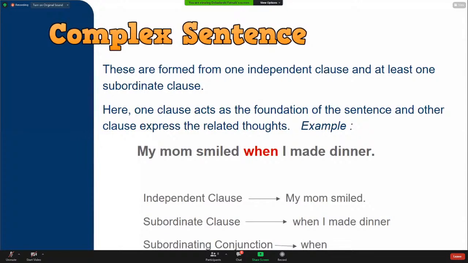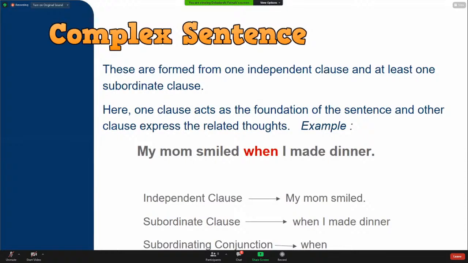If I use then here, we can also make a complex sentence, but the meaning will be different. Then means after that. For example, I wake up, then I brush my teeth, then I take my breakfast. Here it is not after that; it is happening at the same time. The two meanings are different. The meaning of then is after that.